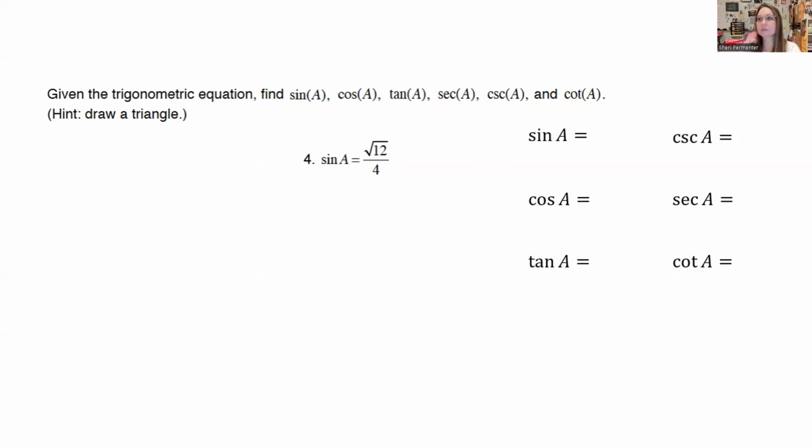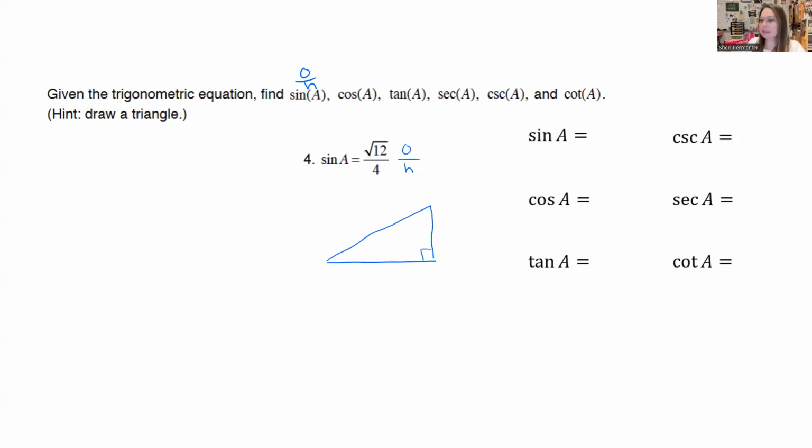Think of SOHCAHTOA. What do I know if I know what sine is? I know opposite over hypotenuse. So this is the opposite over hypotenuse. I know the opposite and I know the hypotenuse, so I could draw a triangle, and it even tells you, hint, draw a triangle. It doesn't really matter what your triangle looks like. It's just a right triangle.